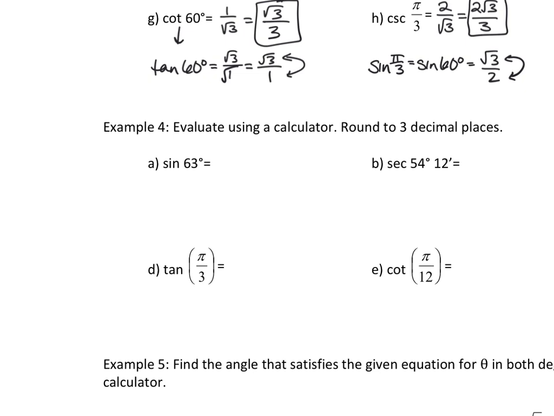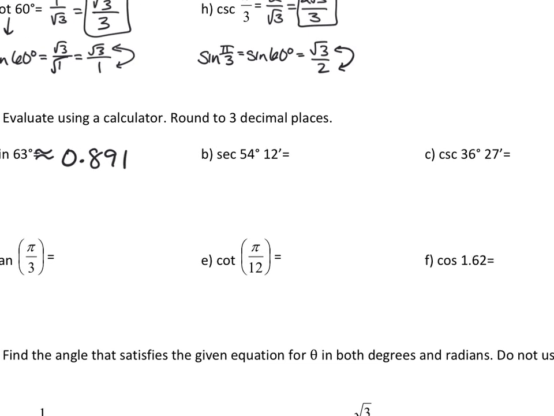So literally all we would press is sine of 63 and press enter, and your calculator tells you that it is approximately 0.891. If you had left your calculator in radians, you would get a completely different answer. Now that's too easy though.